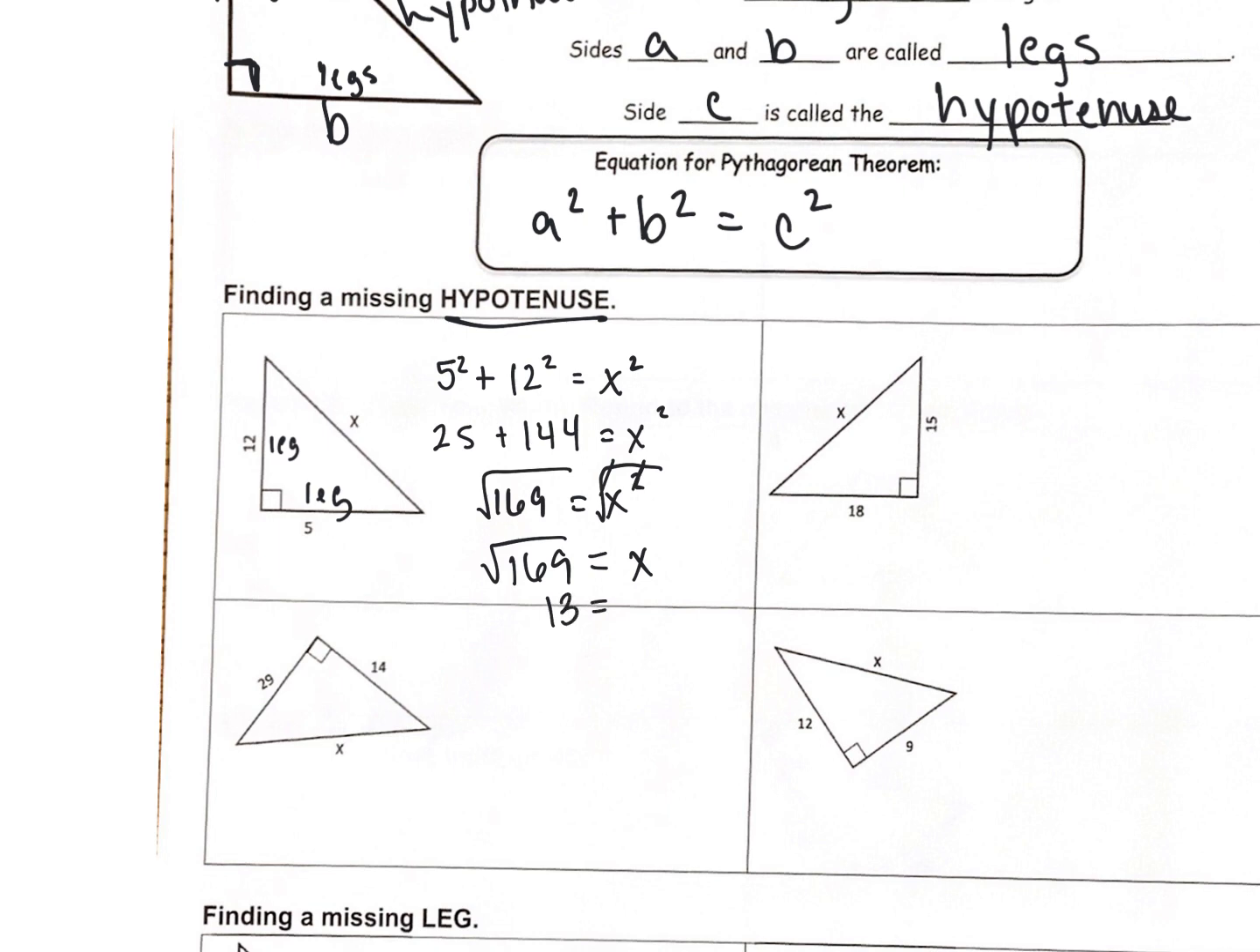So x equals 13. And you can check your answer by plugging it back into your original equation. And you can say 13 squared, which is 169, equals 144 plus 25, which gave you 169. If they both equal the same on both sides of the equal sign, then you know you got your answer right. If they equal different numbers, then you know something went wrong.